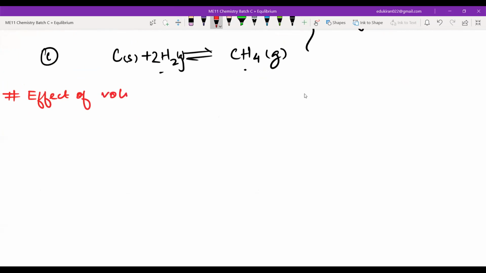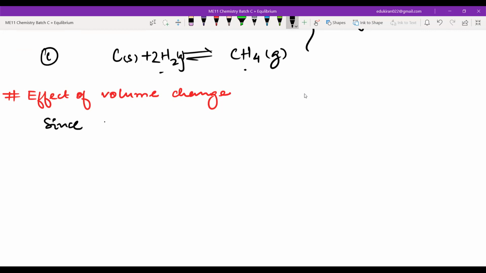Effect of volume change. Okay, effect of volume change. Now in volume change, what is going to happen? So if I am decreasing the volume, that means I am increasing the pressure. So it will have the same effect as that of pressure. Okay, not the same, but the inverse effect as that of pressure.